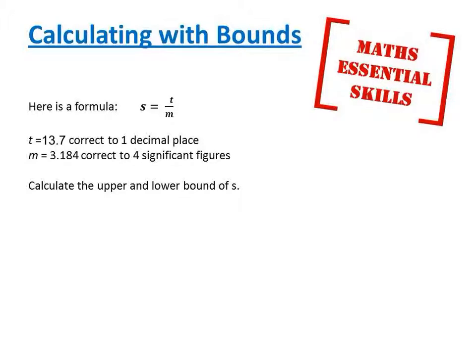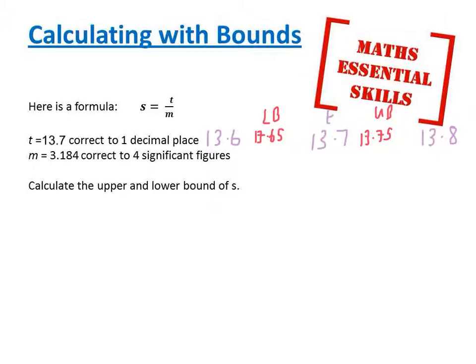So, because t is 13.7, now the number I always consider before this is 13.6, and the number after this is 13.8. I can use this to work out that my lower bound between these numbers would be 13.65 and my upper bound would be 13.75.